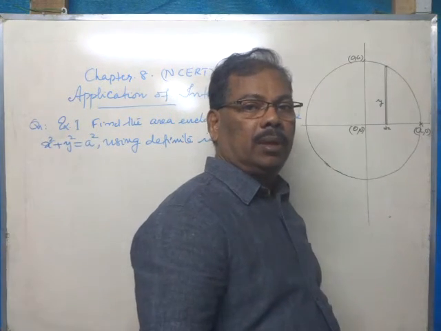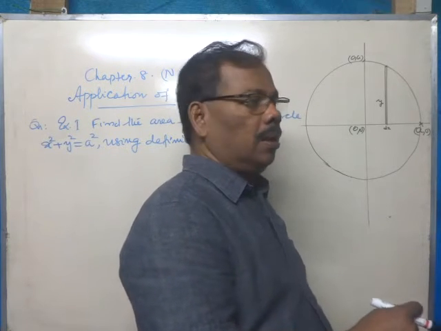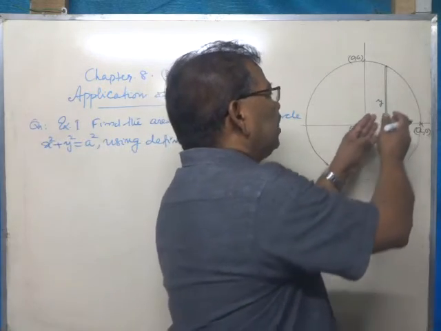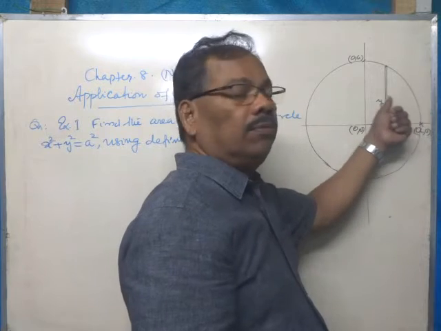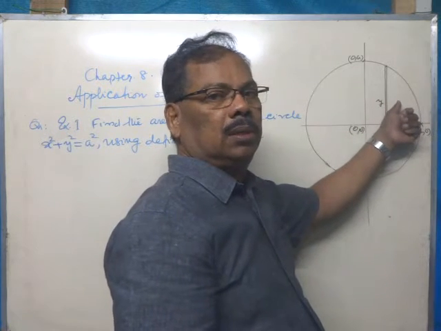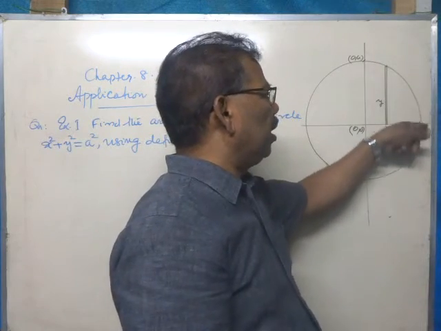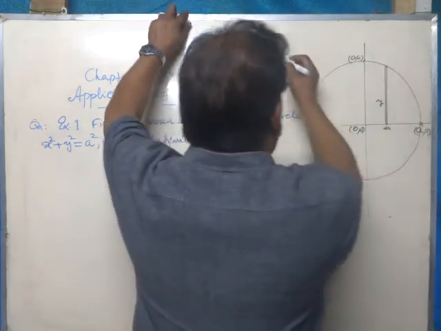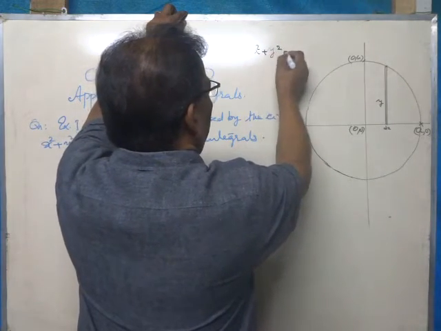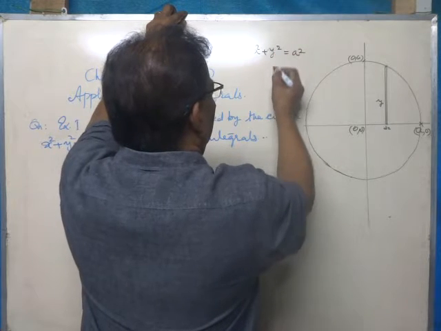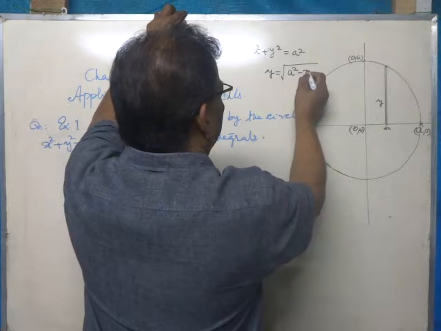The idea we are using in this case is summing the area of all such rectangles that we can consider in the first quadrant, that is 1/4 of the circle, enclosed by the curve y. How much is this y? We have x square plus y square equals a square. Therefore, y will be equal to square root of a square minus x square.